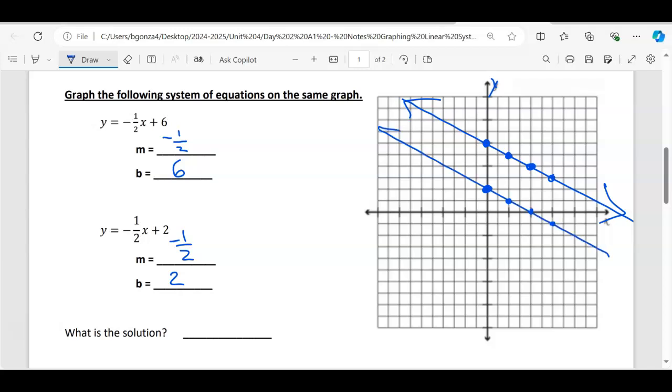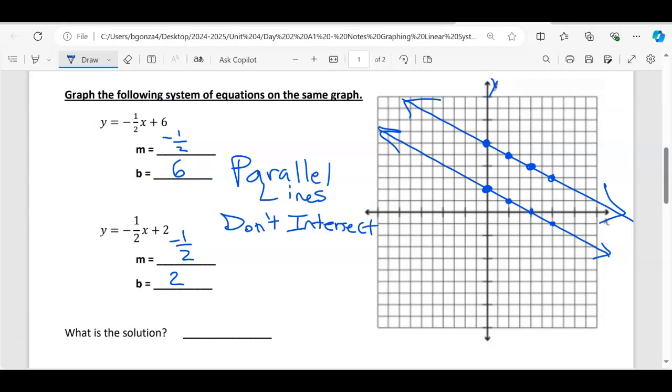What do you notice about these lines? They don't touch, right? What do you call this? Starts with a P. Parallel lines. They don't intersect, right? Well, that's weird. So they don't touch, they don't cross, they don't intersect. So what do you think the solution is?